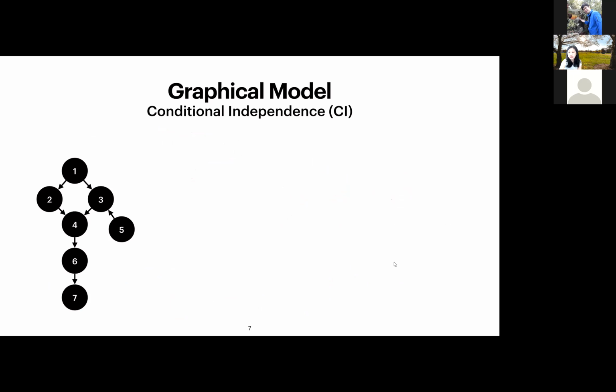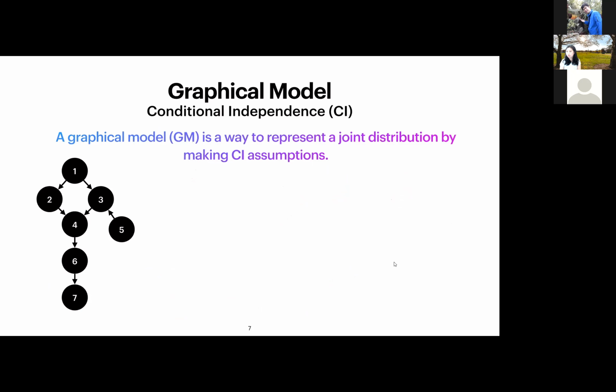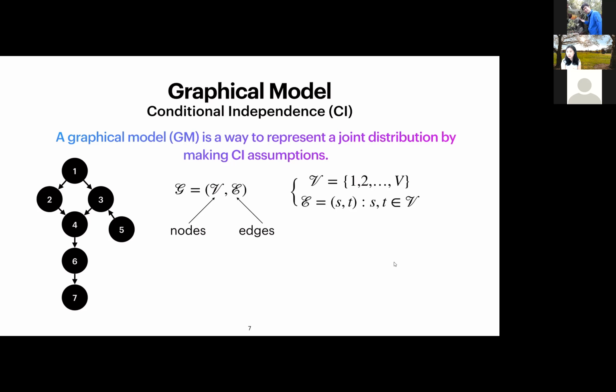So now, since I've already talked about conditional independence, let's take a closer look at it. I'm looking at a graph here, right? This is a directed Bayes network, let's say. So a graphical model is a way to represent a joint distribution by making conditional independence assumptions. So I have a graph here. Everyone knows that in order to have a graph, you need to have nodes and edges. So what are the nodes? The nodes in this scenario are the random variables. So it's the collection of the random variables. You can give them a name.